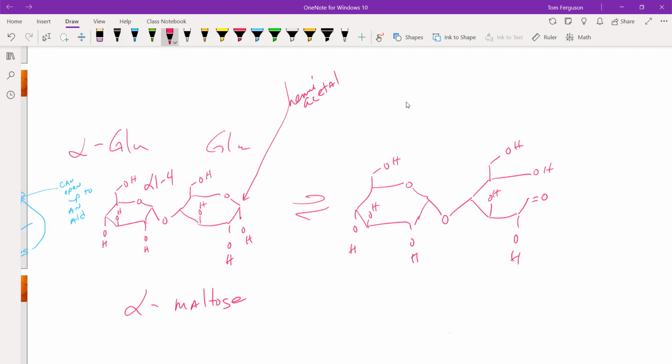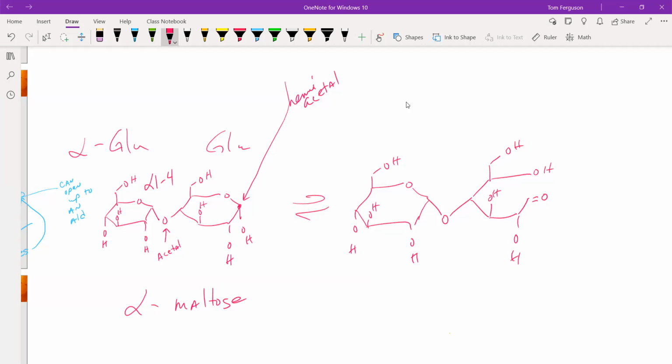Okay, so this is the hemiacetal. This is the acetal here. That's the acetal. Hemiacetal. Now you need to be able to spot these acetals versus hemiacetals, because that's going to determine whether it's going to open up or not.